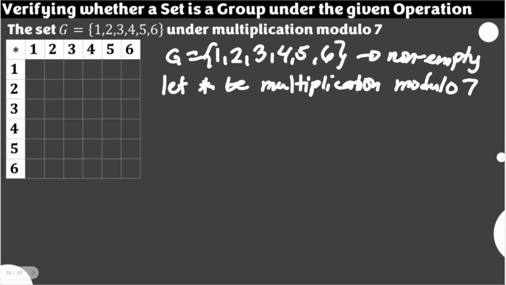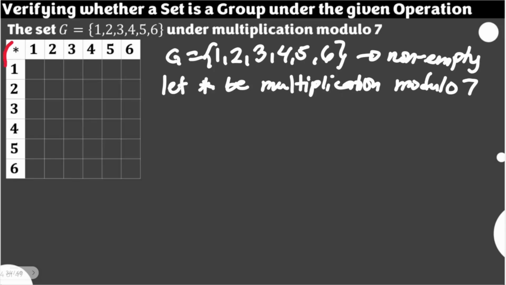Since we now define star as multiplication modulo 7, to identify whether the given operation is closed under that star, let's try to complete the Cayley table. Take note that our operation is multiplication modulo 7, more specifically. We're going to multiply the selected elements and then take the remainder when divided by 7. So the Cayley table is here for that matter. Let's start with 1 times 1.